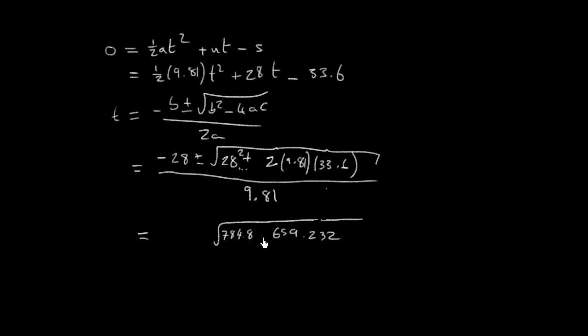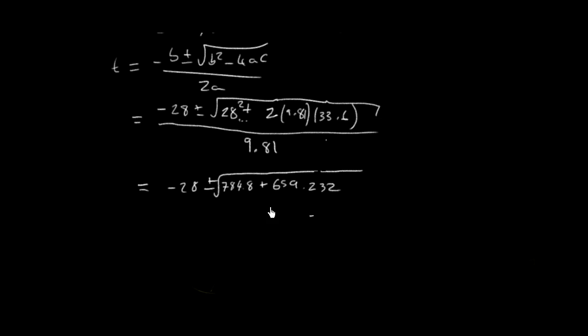784.8, right, plus that, minus 28 plus minus that, divided by 2a, which is 9.81. Okay, and we're looking for times here.